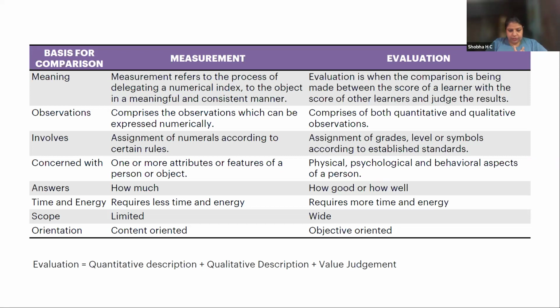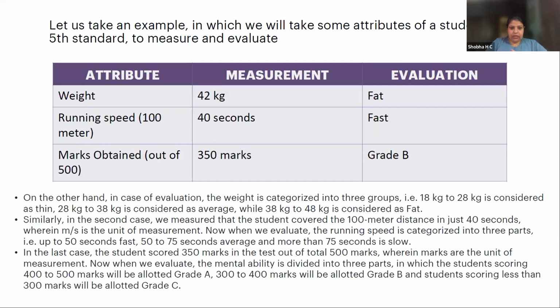So it's the quantitative description plus qualitative description plus value judgment. If you can move on to the next one, here is a comparison given. So let's say weight. It's an example of an attribute of a student of fifth standard. So attribute is weight, measurement is 42 kgs, evaluation is fat. Running speed is 100, measurement is 40 seconds.